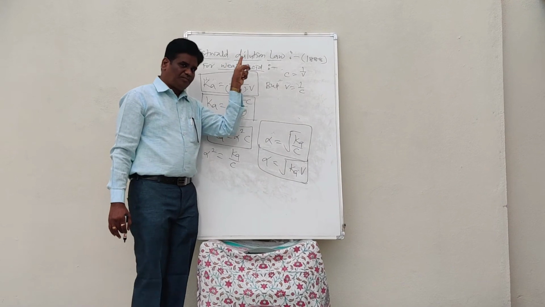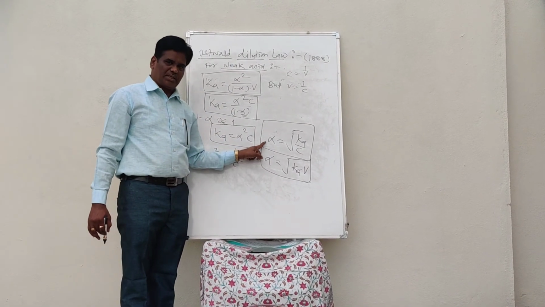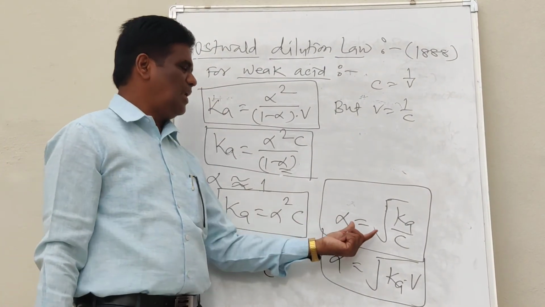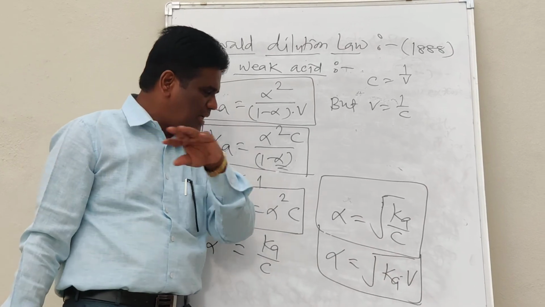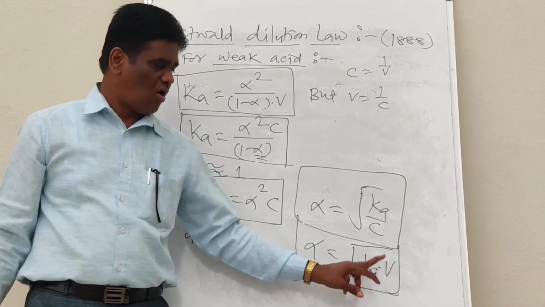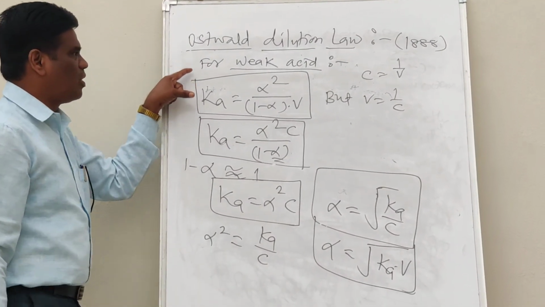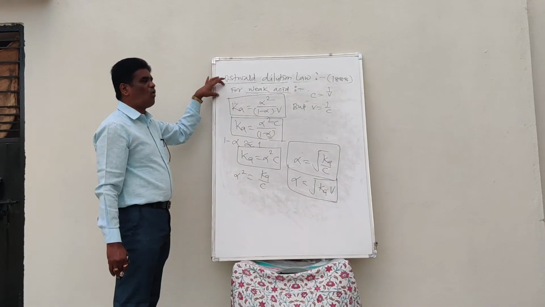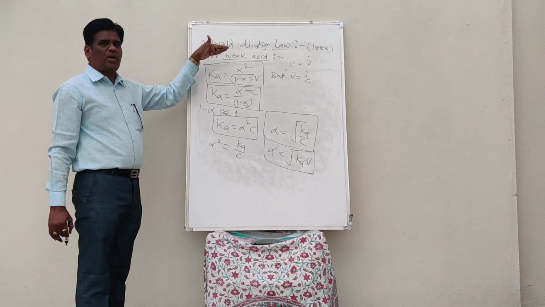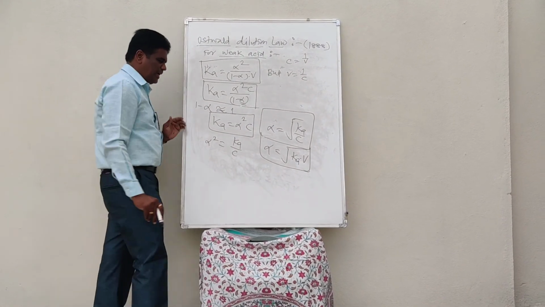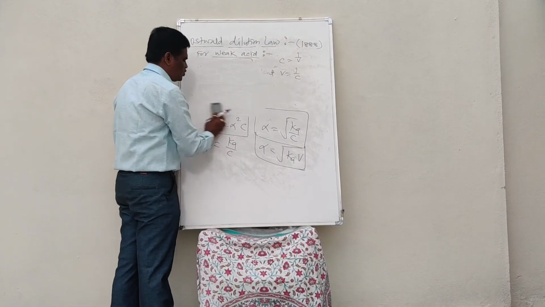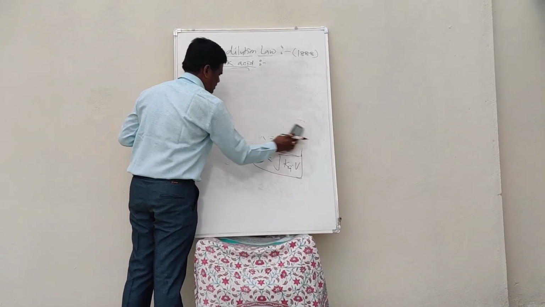So Ostwald dilution law can be stated as: the degree of dissociation of a weak electrolyte, meaning a weak acid or weak base, is inversely proportional to the square root of its concentration, or directly proportional to the square root of its volume or dilution of a solution. So in this way, you have to remember that is the Ostwald dilution law for weak acid. And once you know this systematically for weak acid, then it is very easy. Same way, you can write the Ostwald dilution law for weak base.